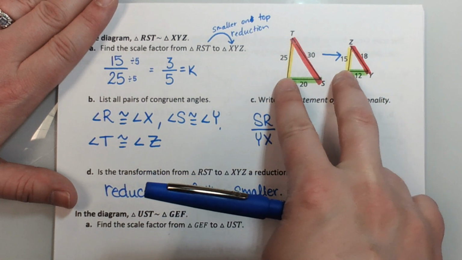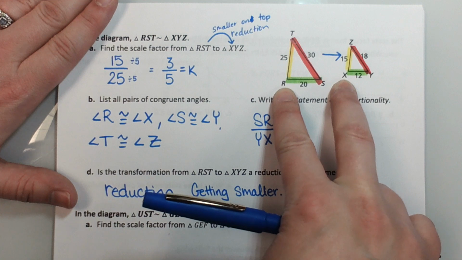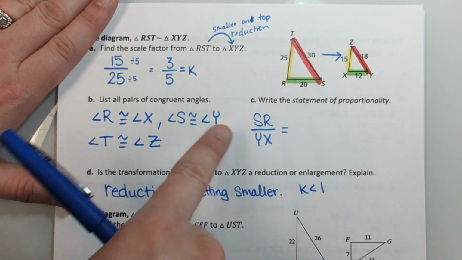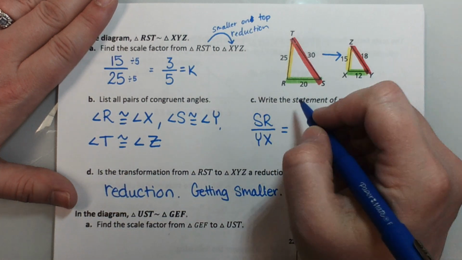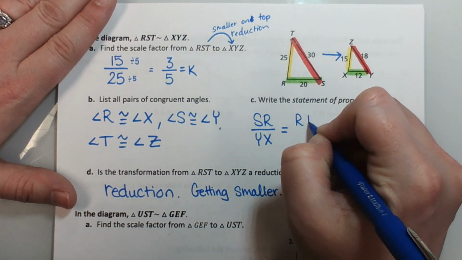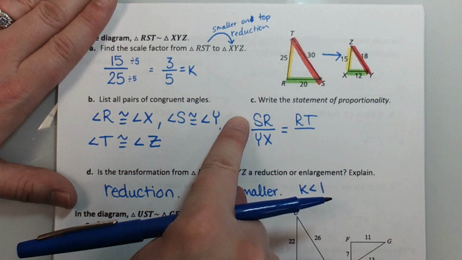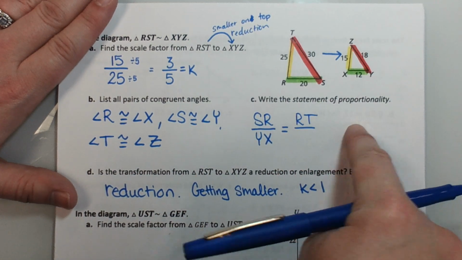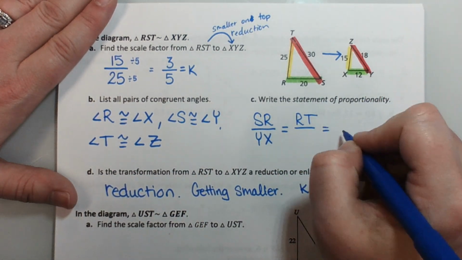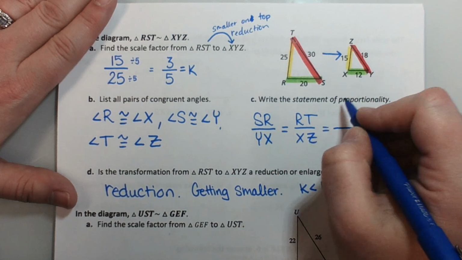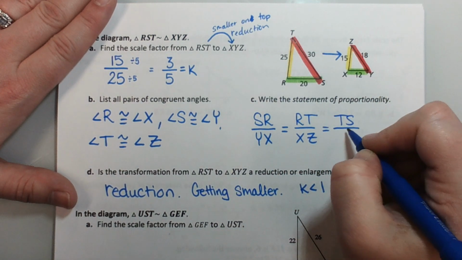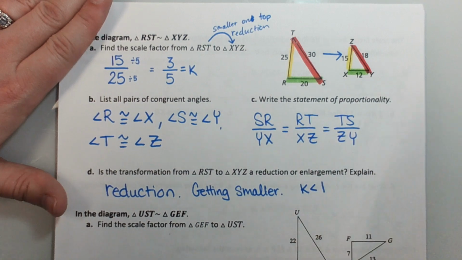Say we go yellow, make sure which shape goes on top now. The big one, because I put the big one on top here. I just have to be consistent. If I'm going to put SR on top, I have to put RT on top and TS on top in my fractions. RT goes with XZ, and TS goes with ZY.